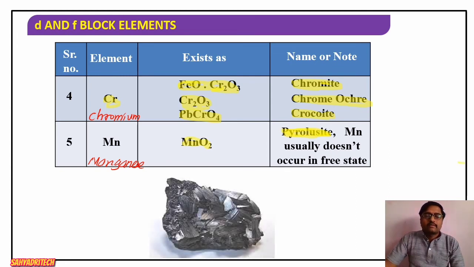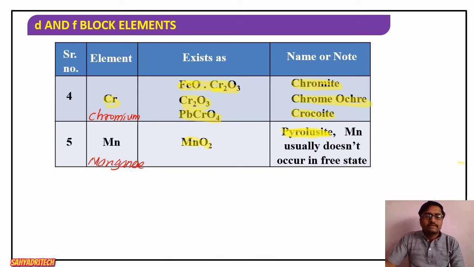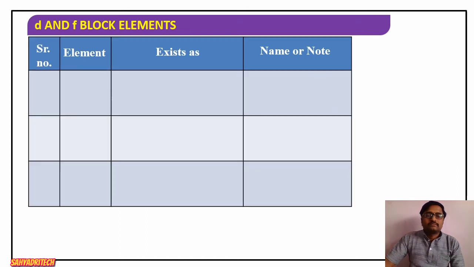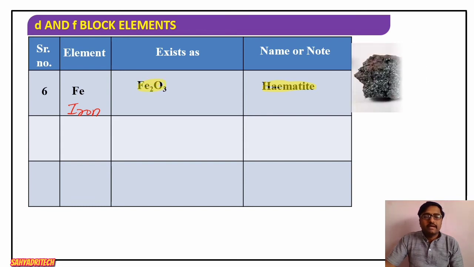So how does it look? This is the image of a pyrolusite ore, MnO2. Next, the next element is iron. Fe, ferrum, or you can say iron. If iron exists as Fe2O3, it exists in nature as Fe2O3. What is the name of Fe2O3? It is called hematite. So Fe2O3 is called hematite.